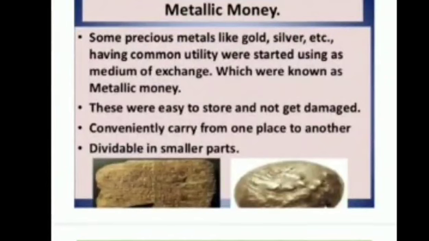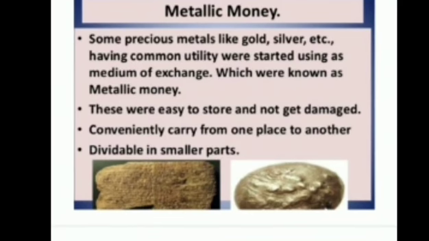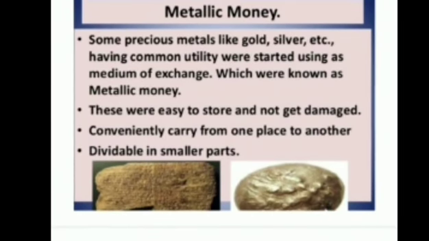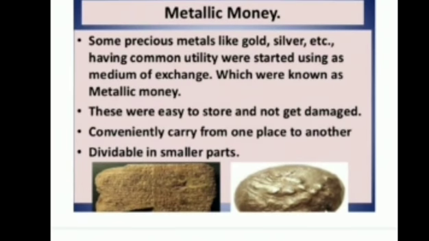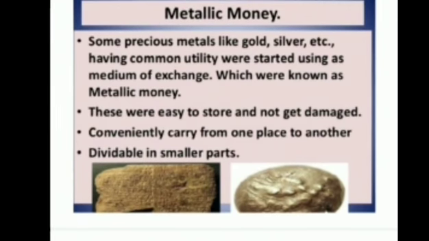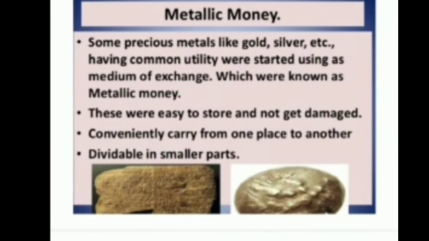Here we see some metallic money. Some precious metals like gold, silver, etc., having common utility, were started being used as a medium of exchange, which were known as metallic money. These were easy to store and did not get damaged, conveniently carried from one place to another, and divisible into smaller parts. They can be easily divided.